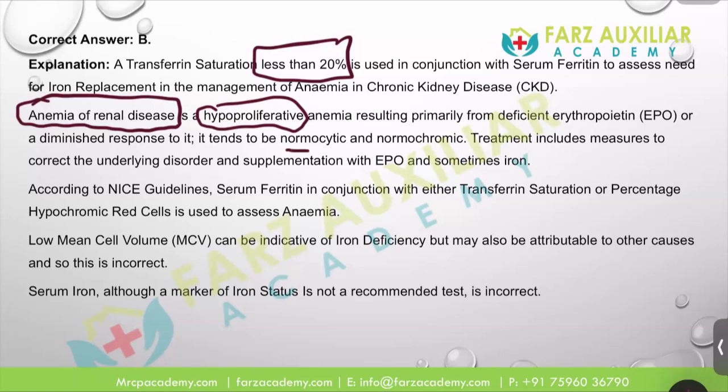Then it tends to be normocytic and normochromic. This is an extremely important question which has been asked multiple times: anemia of renal disease is of which type? Microcytic normochromic, microcytic hypochromic, macrocytic hypochromic, macrocytic normochromic. All these permutations can be asked. Anemia of renal disease is usually normocytic, normochromic, and the treatment includes measures to correct the underlying disorder, that is the renal dysfunction, and supplementation of erythropoietin and sometimes iron. Although, what usually happens is that people in India are chronically iron deficient even normally.